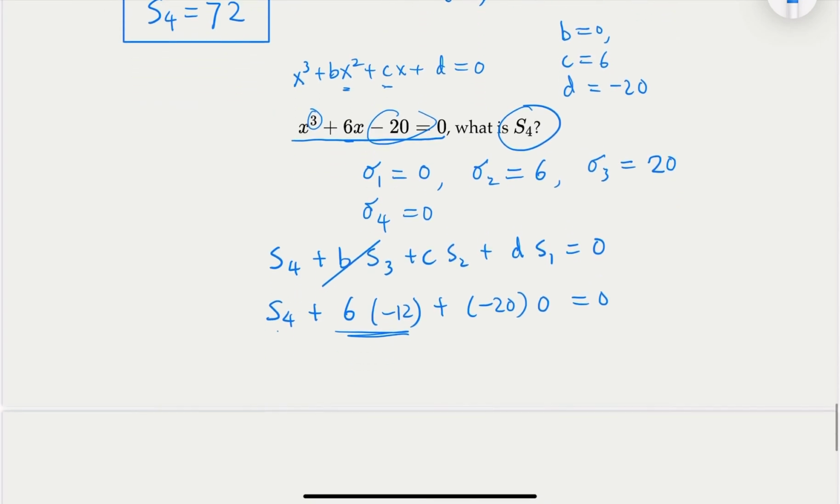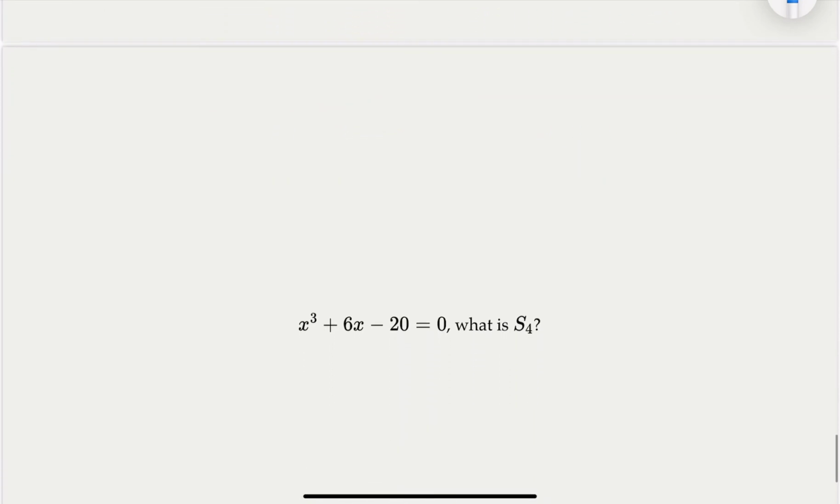Now let's try to verify this. We know that S4 is 72. Notice that there's one root with x equal to 2. When x equals 2, you plug in, this is 8 plus 12 minus 20 equals 0. So one root is 2. How about the other two roots? Since 2 is a root, there must be a factor x minus 2 on the left hand side, so we're going to try to factor this.